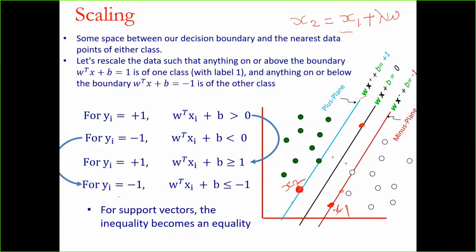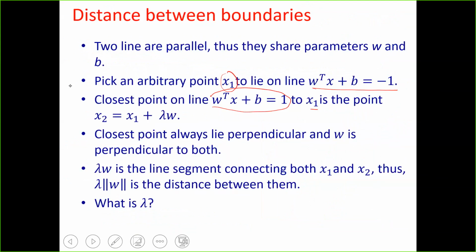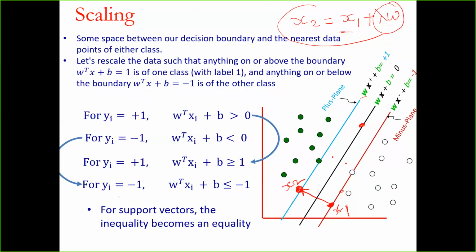So x2 is equivalent to x1 plus lambda W. It means start from x1, move in the direction of W, and at some point you will get x2. That's what this equation is saying. I hope you agree with me that x2 is equivalent to x1 plus lambda W. All of you agree? All right. So the closest point always lies perpendicular and W is perpendicular to both. So now this lambda W is the line segment connecting both x1 and x2, right?